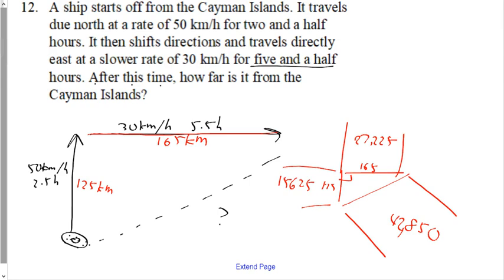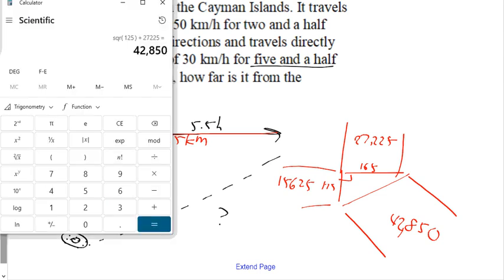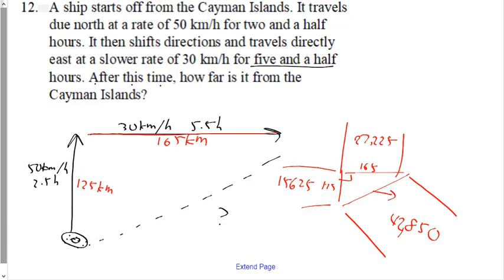For the record, the entire equator is roughly that distance. If you traveled around the entire outside of the Earth, that is roughly the distance. So it is pretty long. But the square root of that is, in fact, your answer, which is 207 kilometers. Therefore, the boat is roughly 207 kilometers from the Cayman Islands.